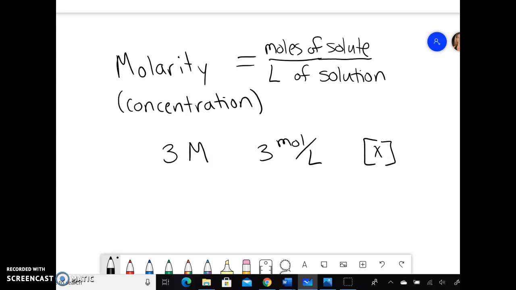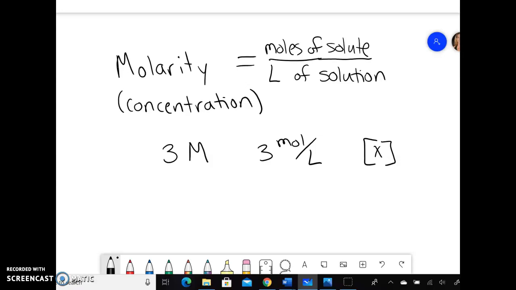So they could give you any of these 3 variables. They could give you the molarity and the liters and ask you how many moles is it, or they could give you the moles and the liters, ask you the molarity. So you just have to be able to solve for one of these variables. And if you have trouble, you can always put molarity over 1, and then you can cross multiply.